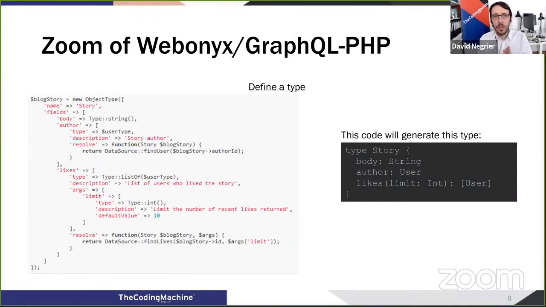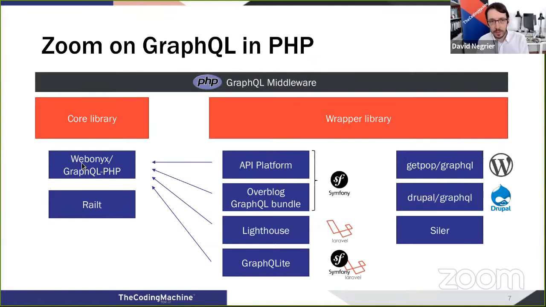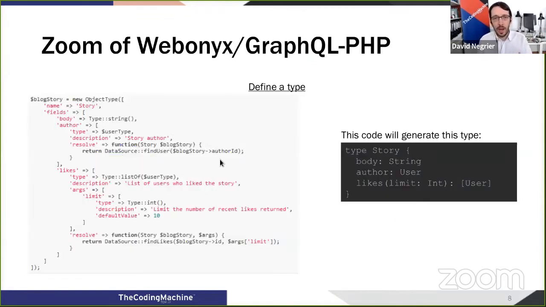Let's take a quick zoom on Webonics. Okay, so Webonics is the core library here. And what does coding with Webonics look like? Well, here I've got a GraphQL type. Basically, this type is a story. It has fields which all have types.